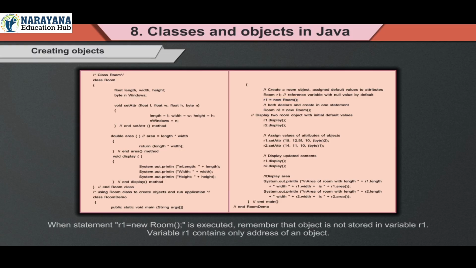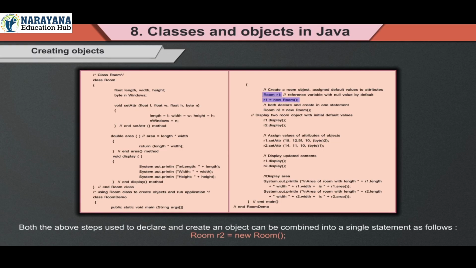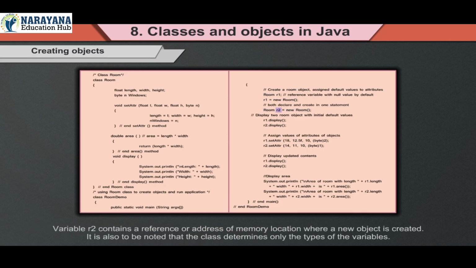When the statement R1 = new Room() is executed, remember that the object is not stored in variable R1. Variable R1 contains only the address of an object. Both the above steps used to declare and create an object can be combined into a single statement as follows. Room R2 = new Room(). Variable R2 contains a reference or address of the memory location where a new object is created.